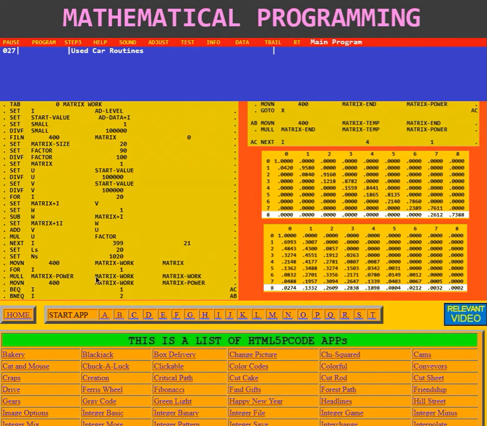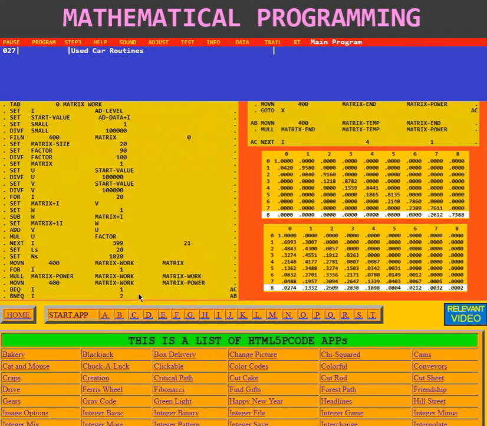Well, first thing it does is it says I'm going to multiply matrix work by matrix work to give matrix power. Well, matrix work starts out being our matrix that we made, this here. So it's multiplying it by itself, and then it takes that answer, matrix power, and stores it in matrix work. So the next time it comes around, this matrix work is going to be what the answer was the previous time in matrix power. Alright, then it says branch if equal I to 1.